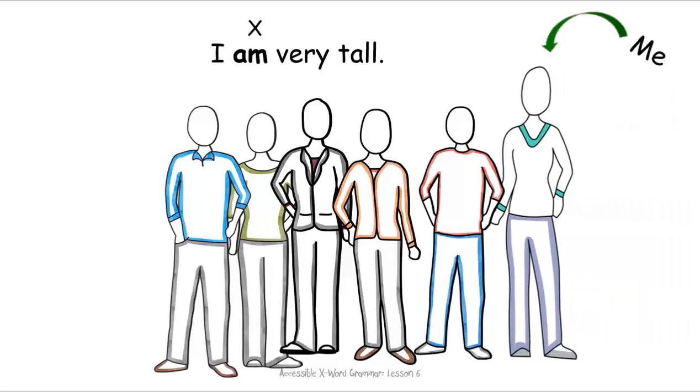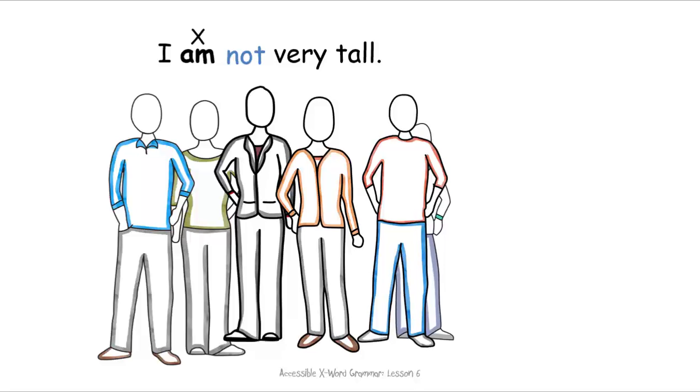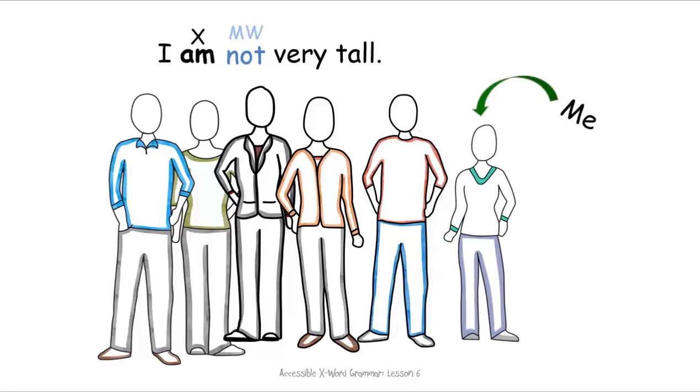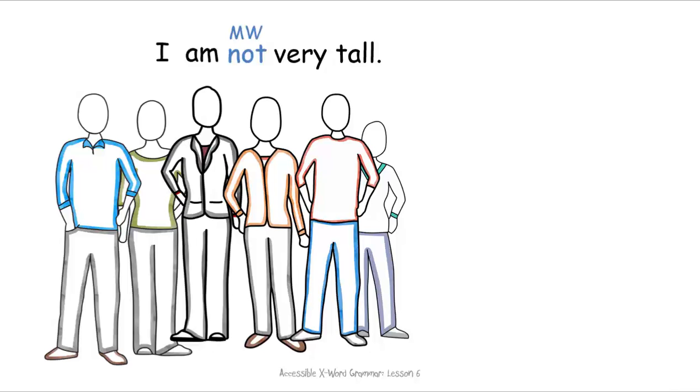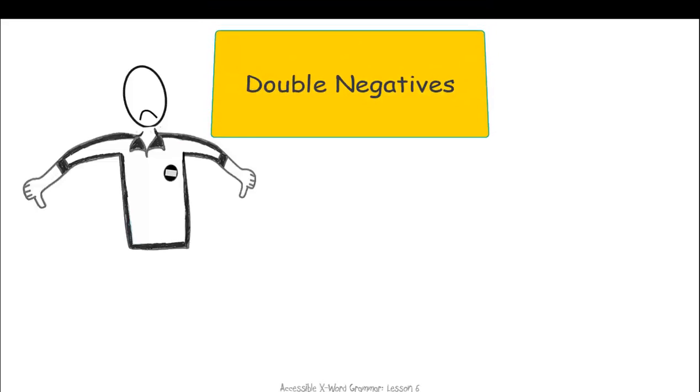Here is an example that begins with I am. I am very tall. There's an X word, but no main verb. Tall is the describer. As usual, we put not after the X word to give the sentence the opposite meaning. Usually, we contract the X word and not, but with I am, we contract the subject, I, and the X word, am, to I'm.